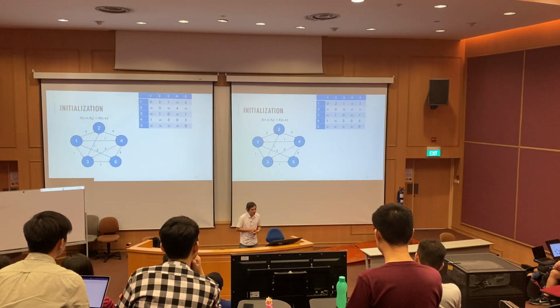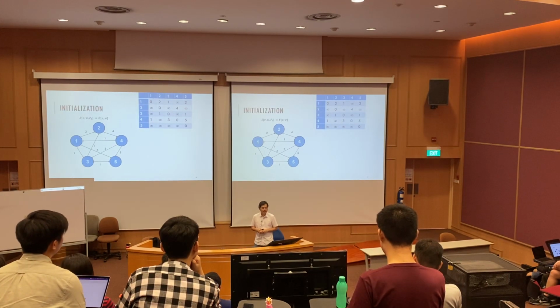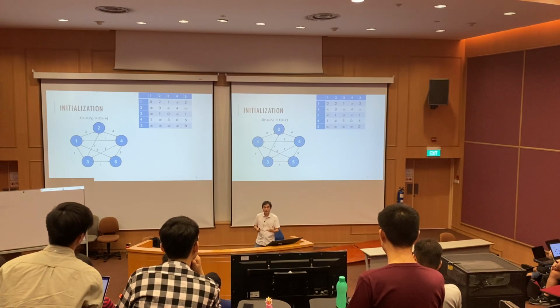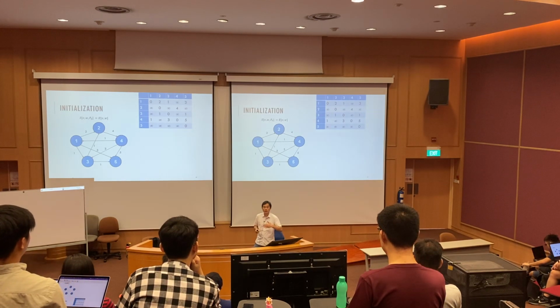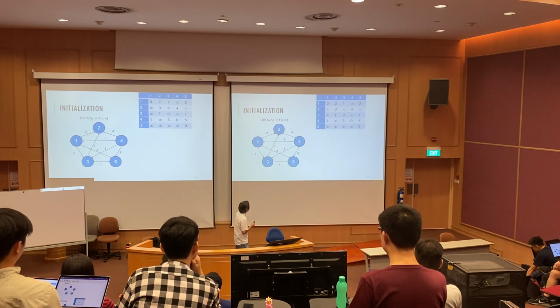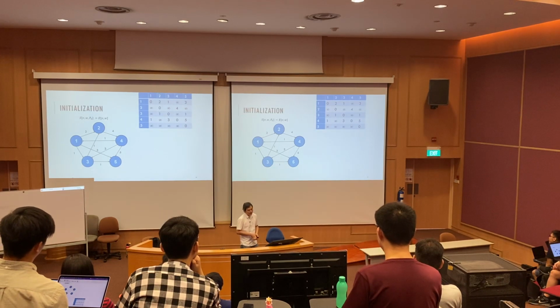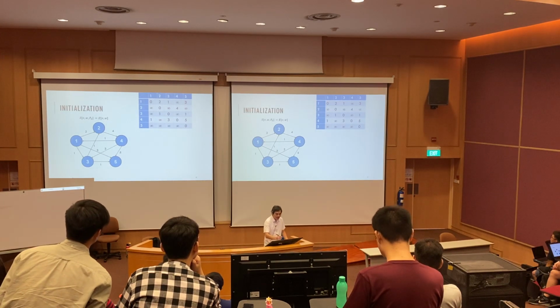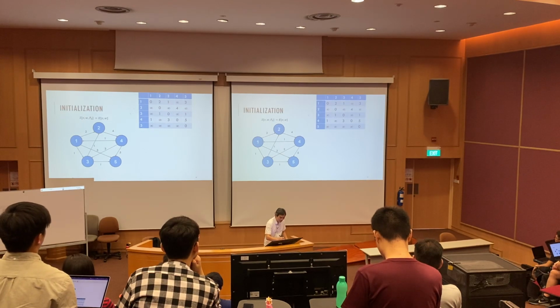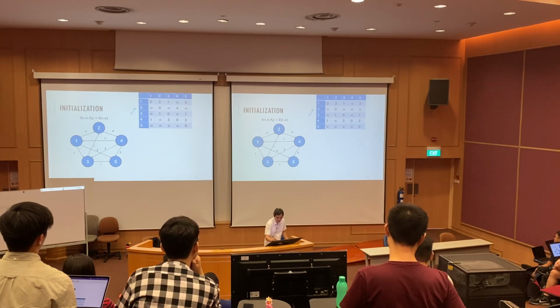So let's initialize. We initialize everything with the empty set first. So basically it's just your edges. Okay, we just look at the correct edges, and you will have a table that looks like this. So what does this table mean? This is going to be my source, and this is going to be my target, right?